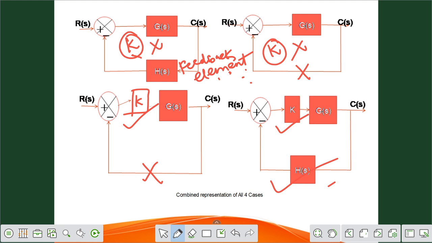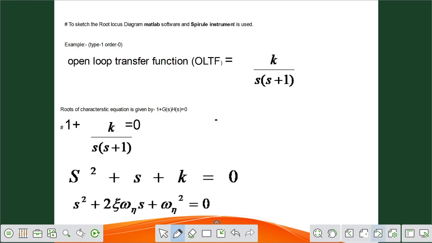Coming to my topic, that is the root locus diagram. Basically, in older days, there was an instrument used to sketch the root locus diagram, known as the spiral instrument. Nowadays, we use MATLAB software to draw the root locus diagram. Basically this is the major portion.